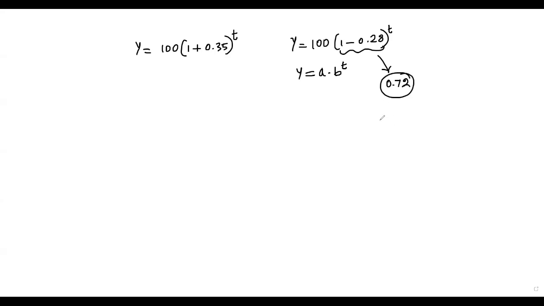This is a value between 0 and 1. Since the value of b is between 0 and 1, the second function is an exponential decay function. Okay, what is the decay rate? It's very simple. We have to take the value which is subtracted from 1 inside the parenthesis. Here, this is the value subtracted from 1.